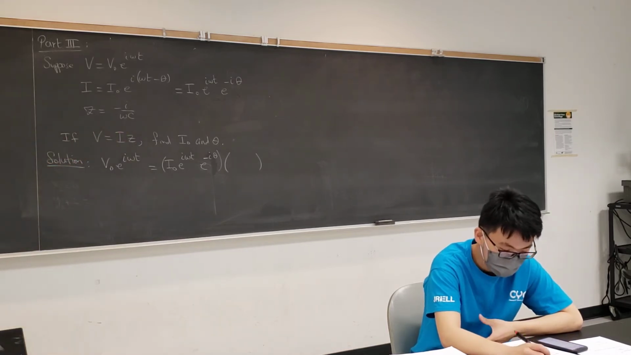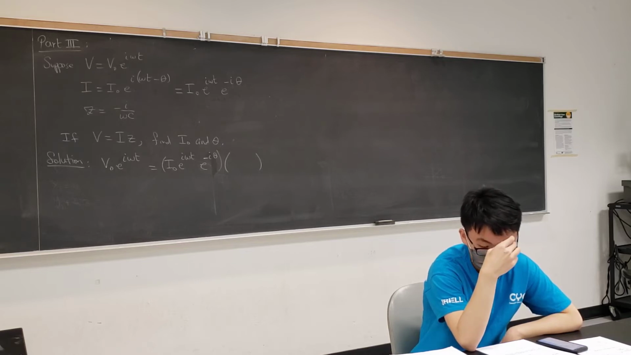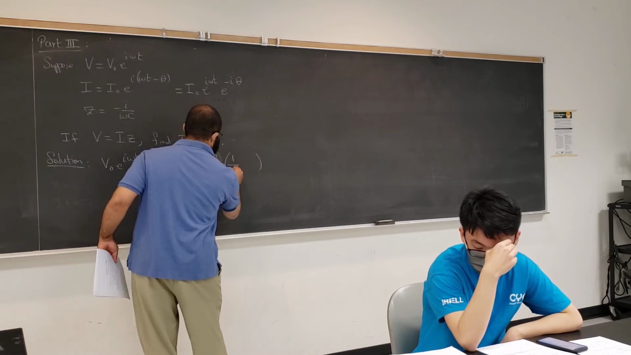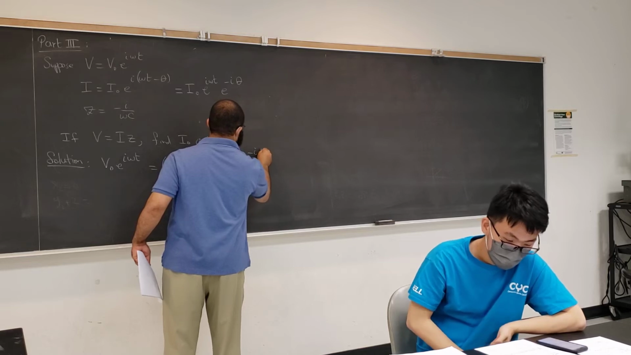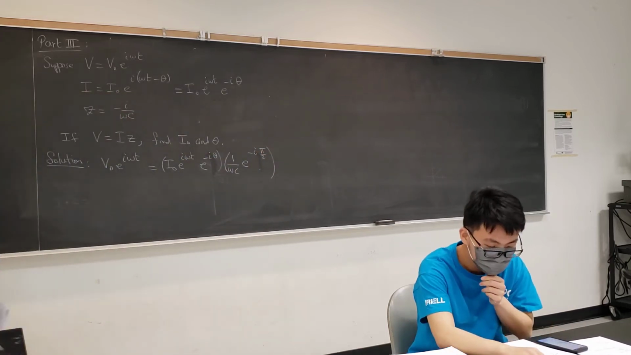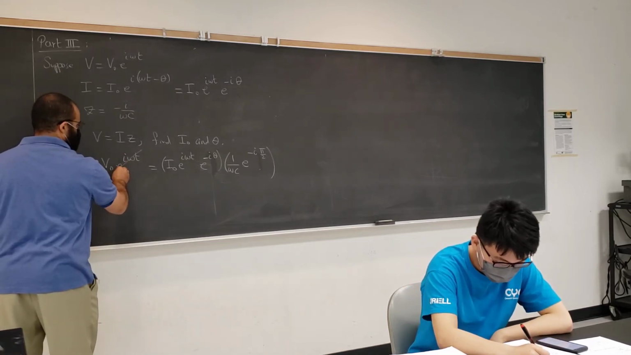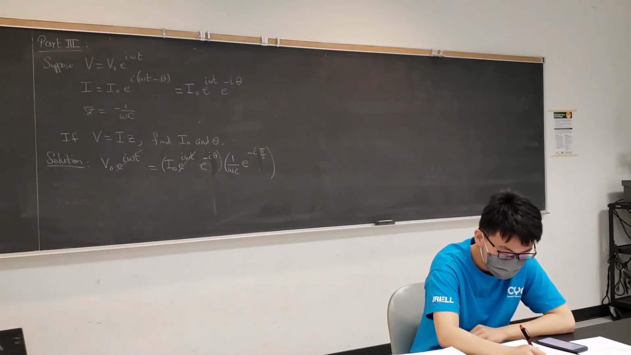Here it is. So the Z, this negative I over omega C, can be written as 1 over omega C e to the minus I pi over 2. So let's plug that in. So here it is: 1 over omega C e to the minus I pi over 2. Okay, why am I doing this? Here's why. First of all, you got e to the I omega t here and e to the I omega t here. They cancel. So that goes away.